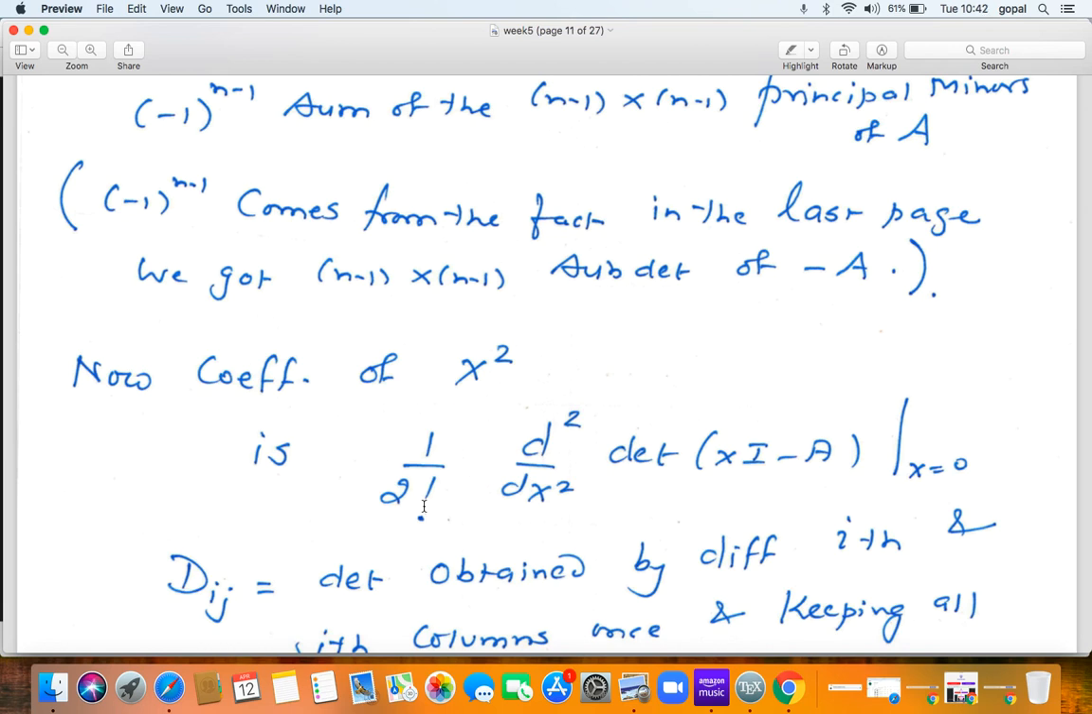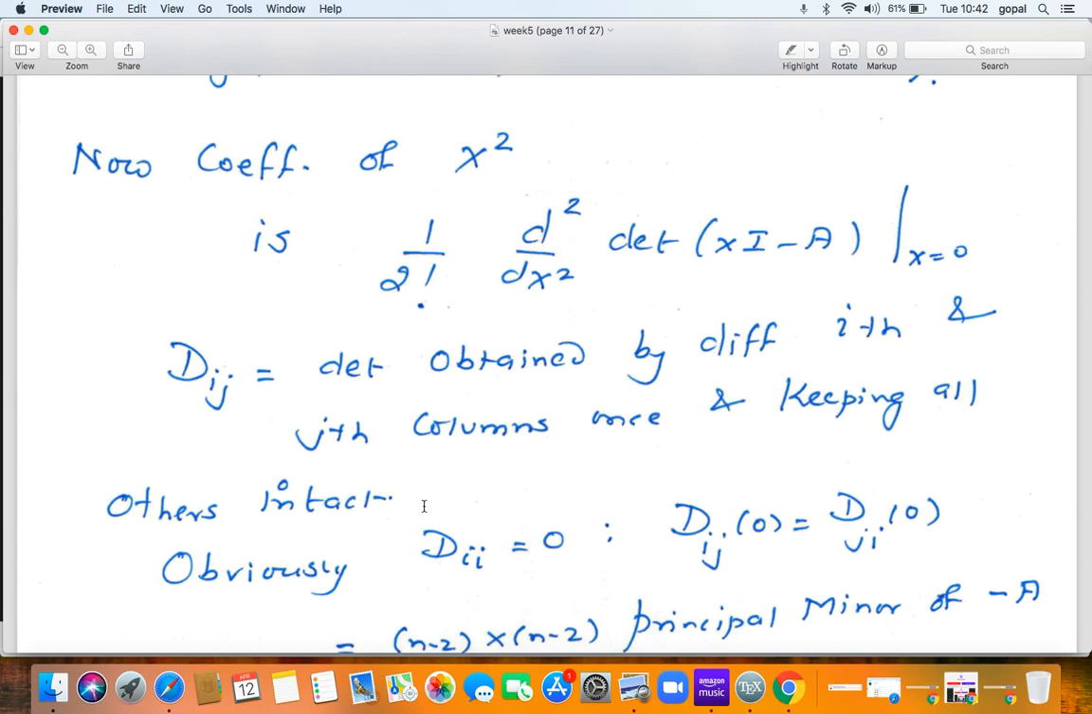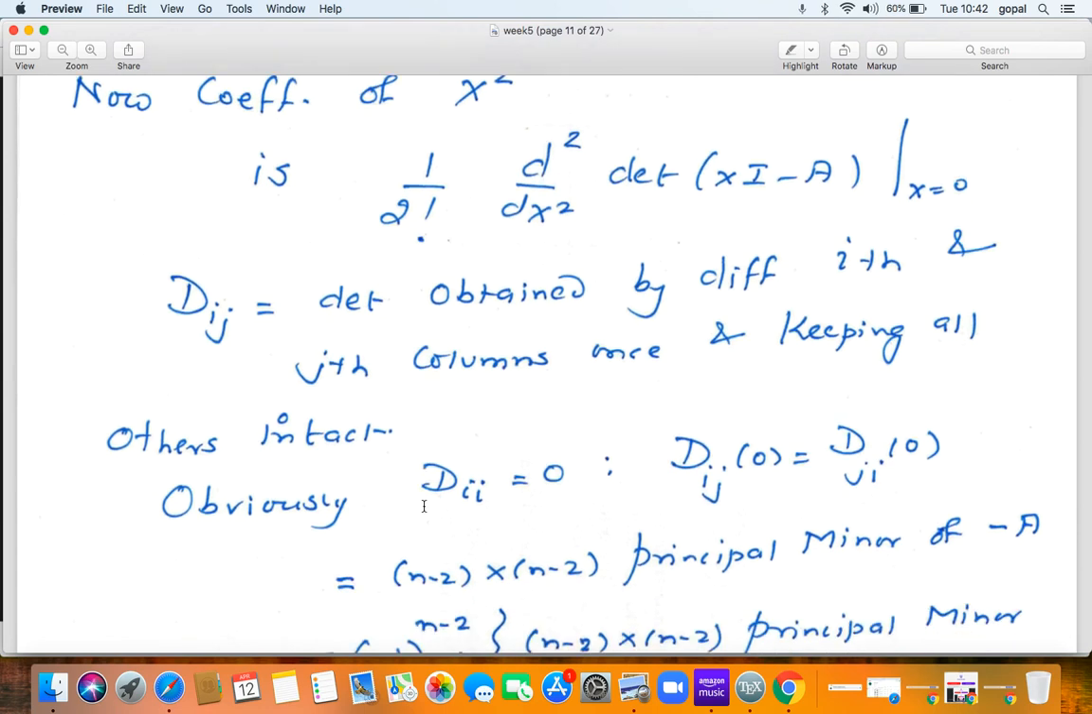That means I differentiate the ith column and the jth column once. So that's how I get it. The second derivative is the summation of d_ij, and I have to put x equal to 0 after performing the differentiation. I have to add them up and divide by 2 factorial. All this algebra has to be done.